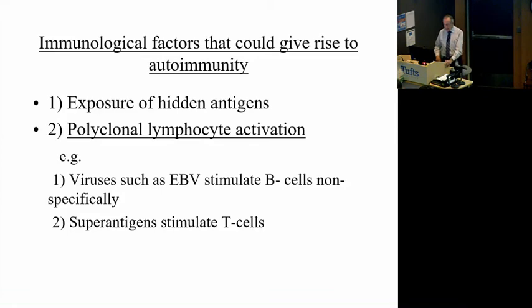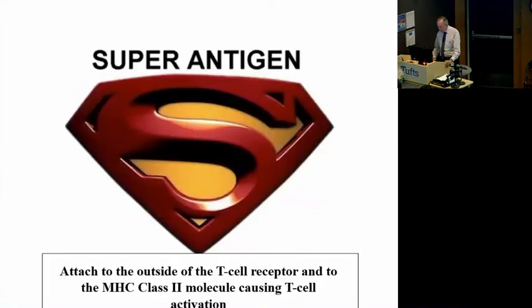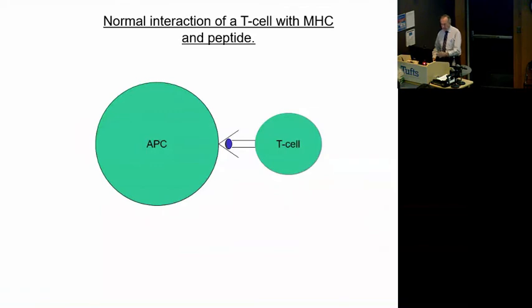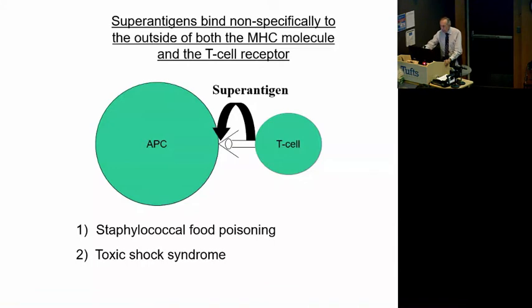And then there's the question of superantigens. Do you remember superantigens? They attach to the outside of the T cell receptor and to the outside of MHC class II molecules, causing T cell activation. This is normal interaction of a T cell with MHC and peptide. Here's the superantigen. Look, it's binding to the outside of the T cell receptor and the outside of MHC class II. It's turning on cells non-specifically.